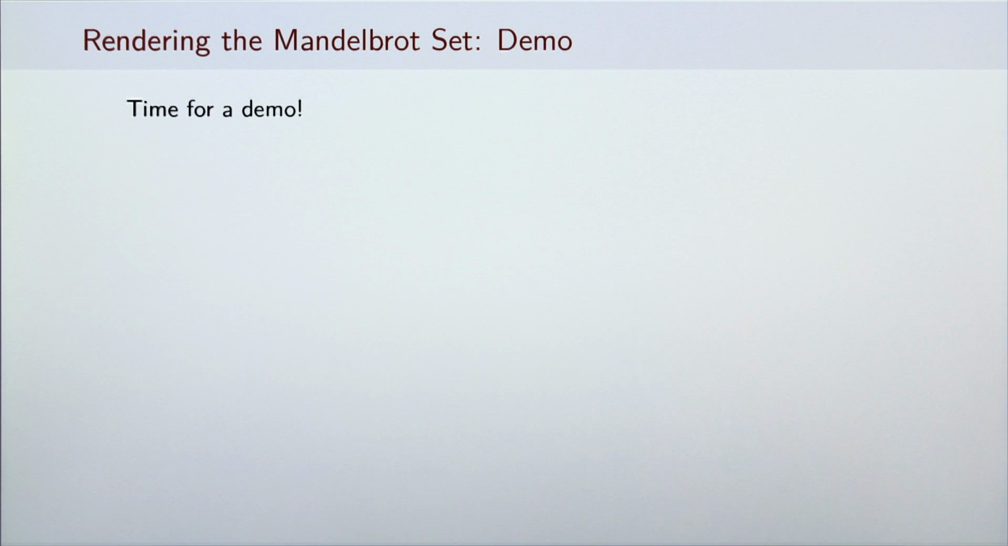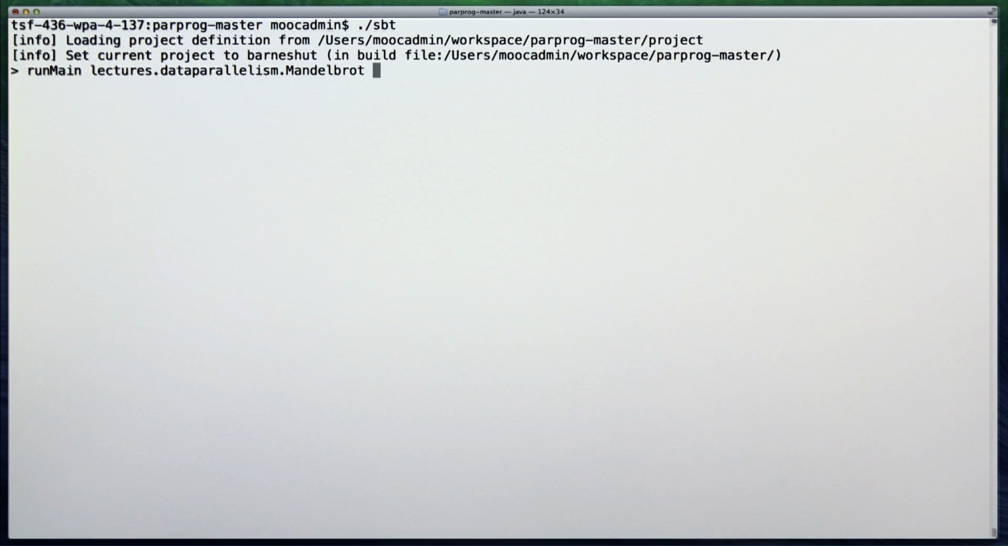The demo will compare two implementations of parallel Mandelbrot rendering, one that uses the task construct from the previous weeks, and another one that uses the parallel for loop. So let's start the Mandelbrot set program from SBT. We've prepared an interactive UI in which you can at the same time see the Mandelbrot set being rendered and observe the running time for different implementations.